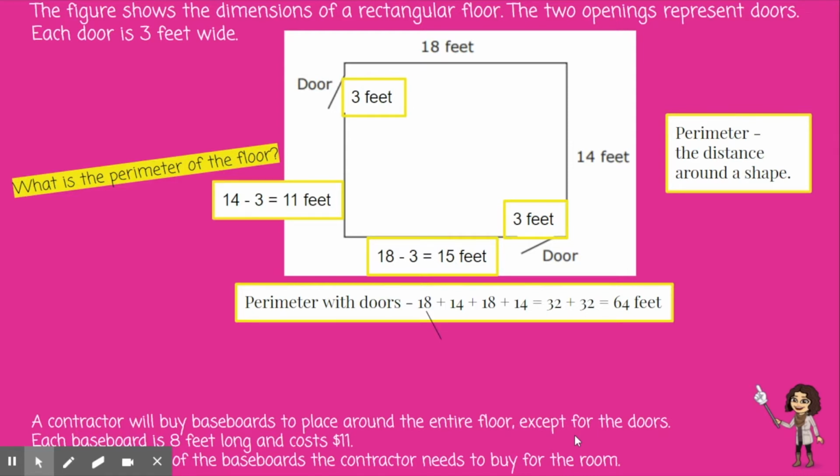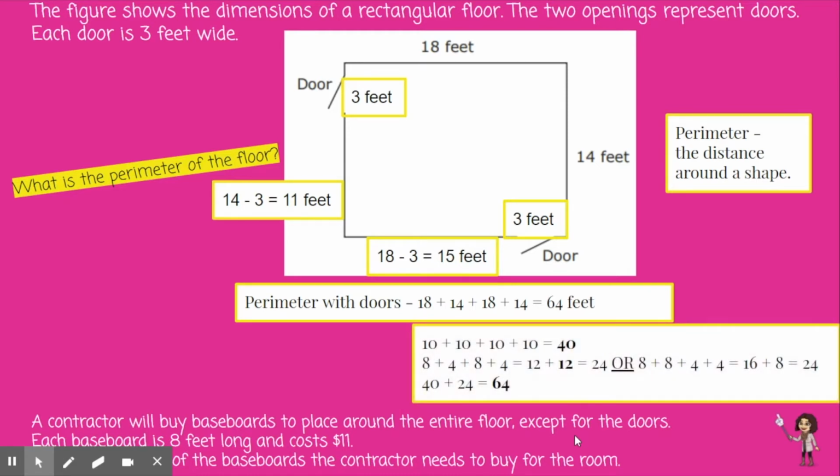And so to do that, we could add 18 plus 14 twice. And to do that, we could add our 10s with our 10s and add our 1s with our 1s and put it together. So 10 plus 10 equals 20. 8 plus 4 equals 12. And then I can put those two partial add-ins together. 20 plus 12 equals 32. And then I can add 32 plus 32 to equal 64 feet.